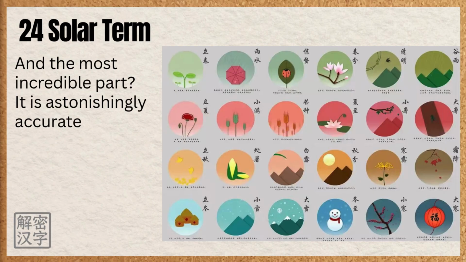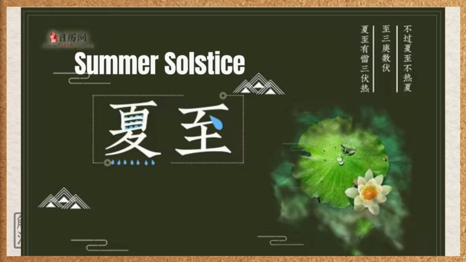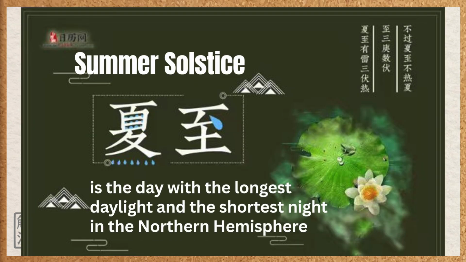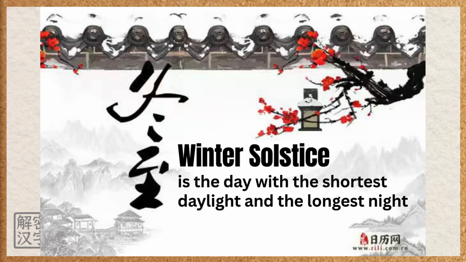And the most incredible part? It is astonishingly accurate. For example, 夏至, summer solstice, is the day with the longest daylight and the shortest night in the northern hemisphere. 冬至, winter solstice, is the day with the shortest daylight and the longest night.